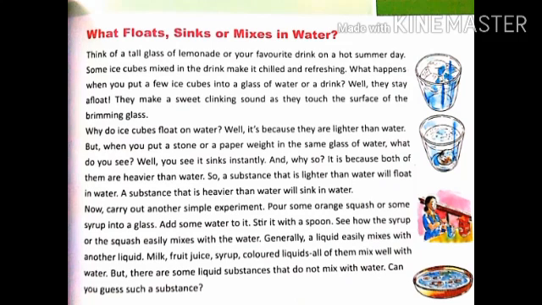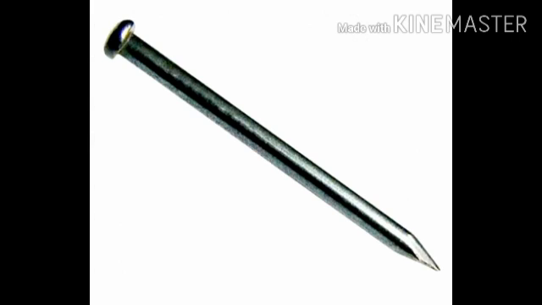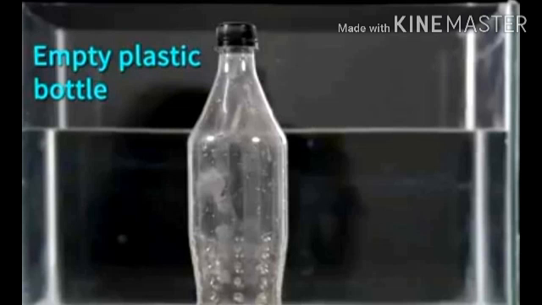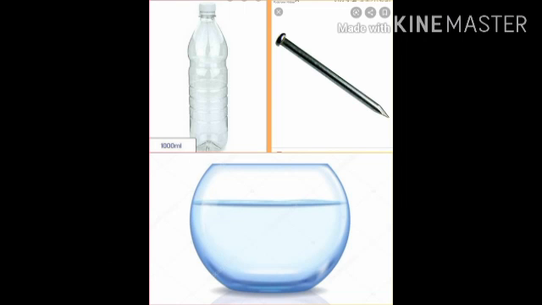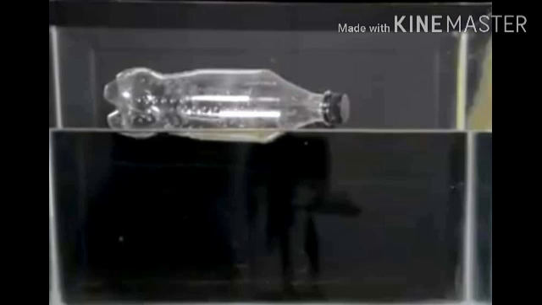What floats or sinks in water? Let's carry out an experiment to understand this. Take a transparent bowl and fill it with water. Now place iron nails and empty plastic bottle into it, one by one. You will observe that iron nail sank in water while empty plastic bottle floated.